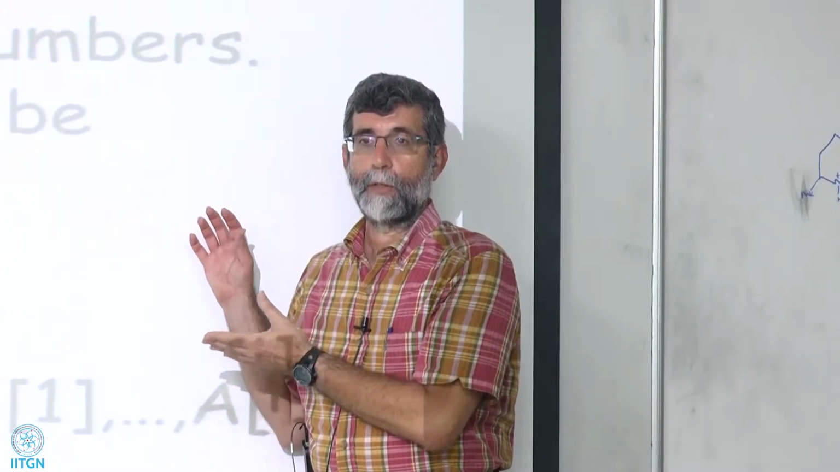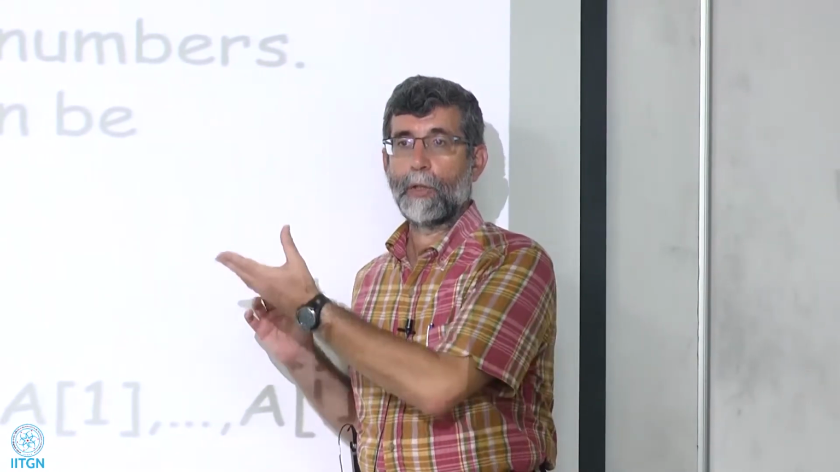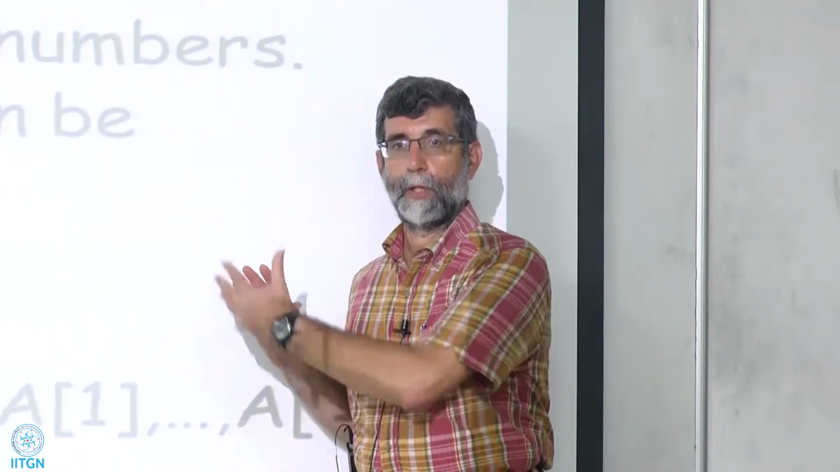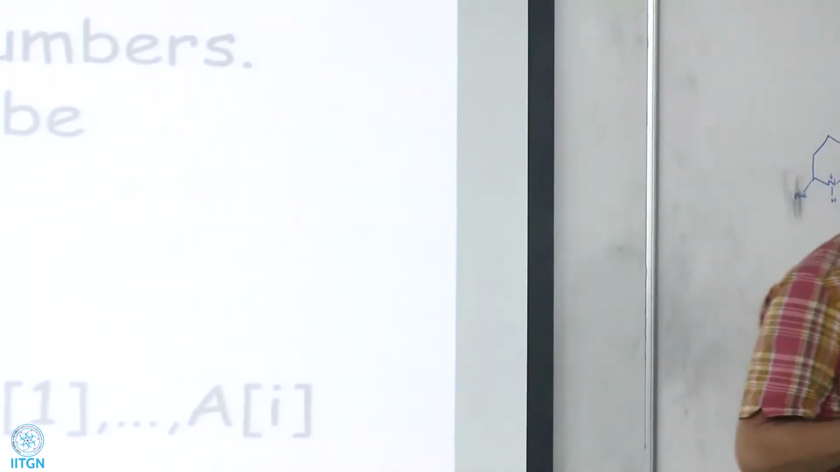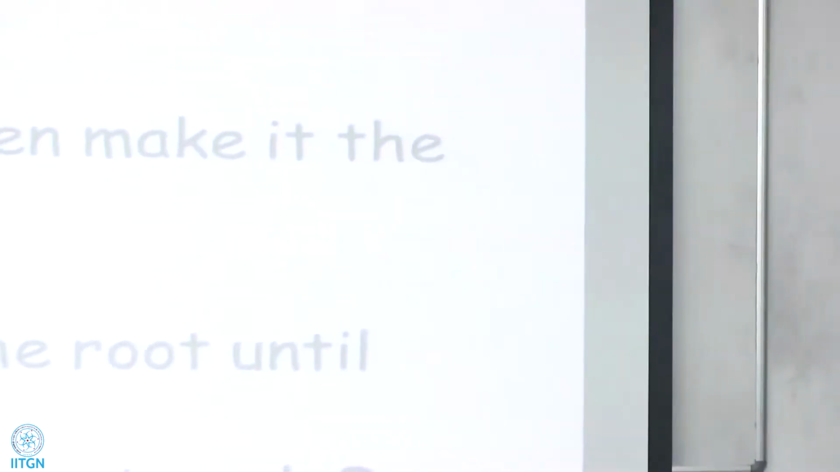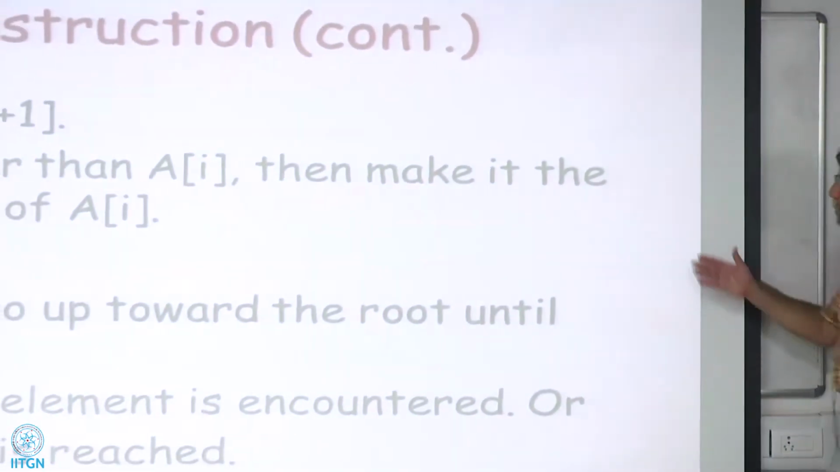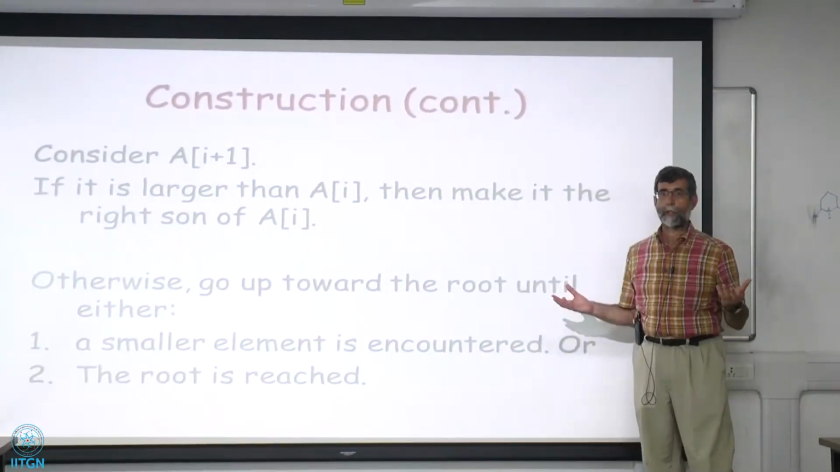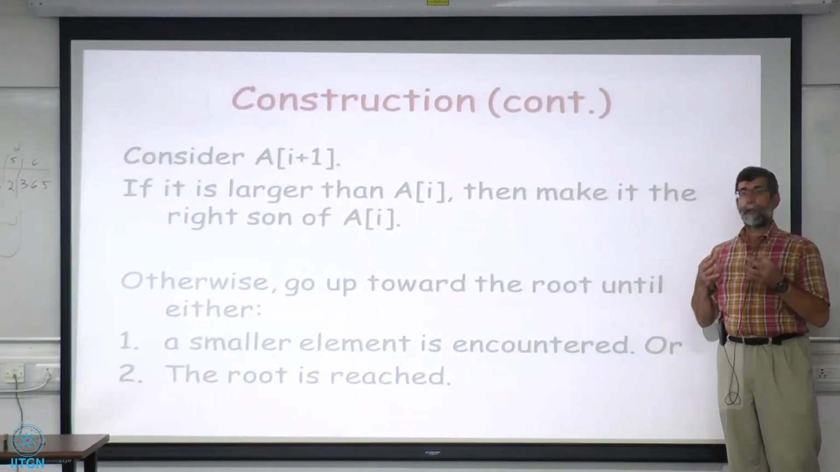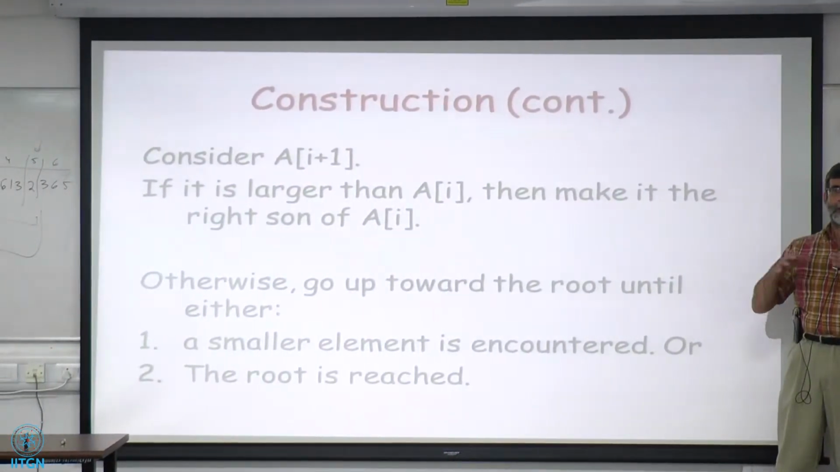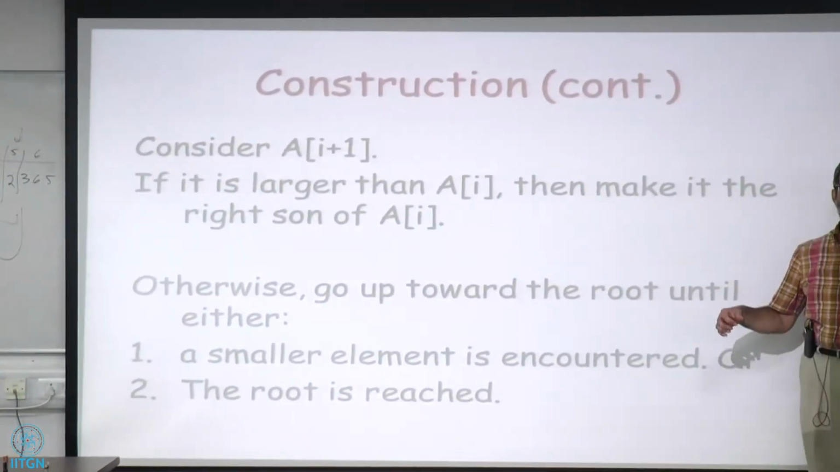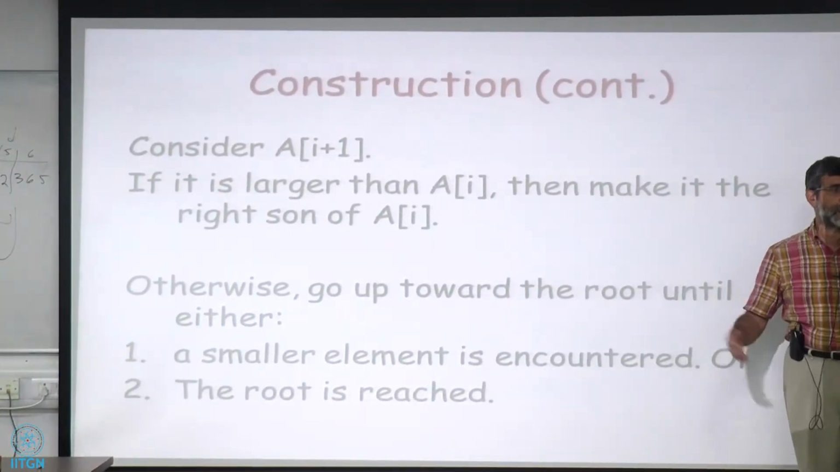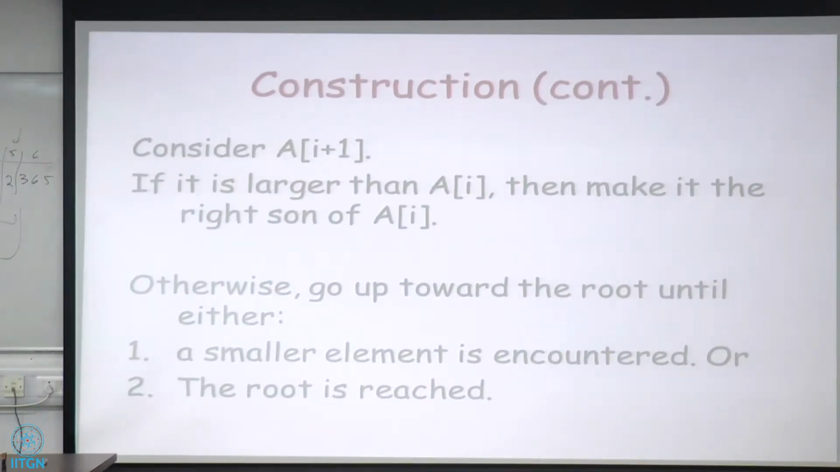I mean, if it's smaller than everyone, then the entire thing should be its child. If it's somewhere in between, then it should be added to some Cartesian subtree of what happened there. So here's how we add AI plus 1. If AI plus 1 is larger than AI, then obviously it's going to be the right son of AI, because no matter where AI is, AI plus 1 is its right son. So we add it in and we're done.